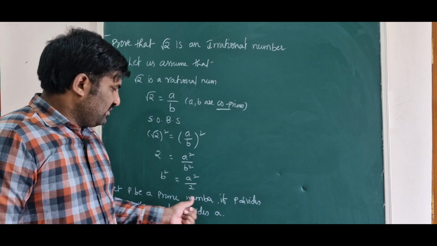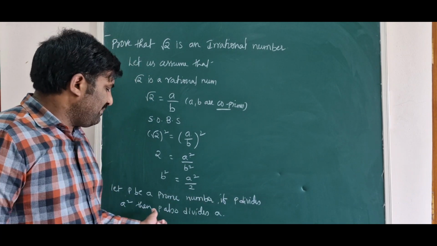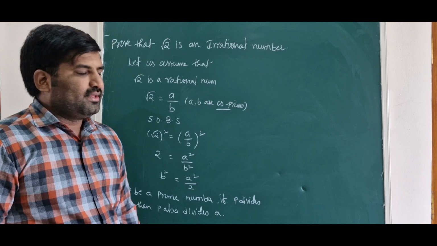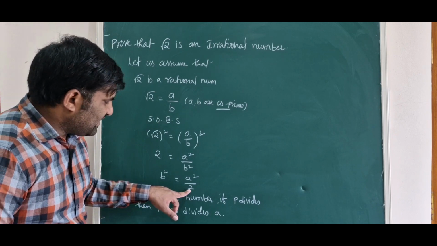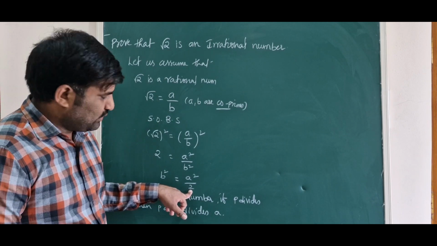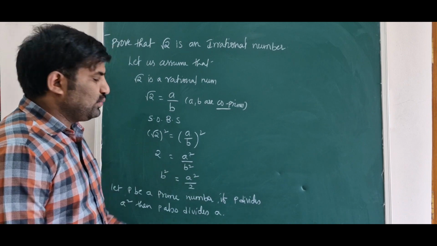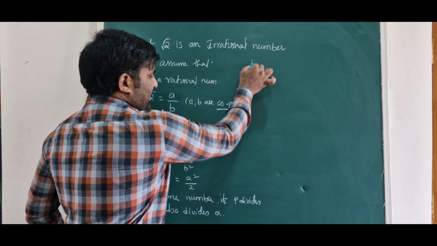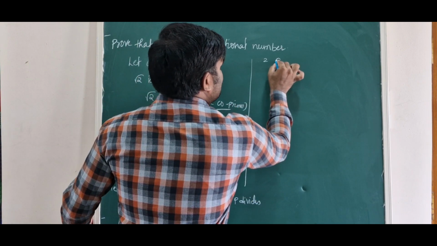Let P be a prime number. If P divides A square, then P also divides A. In the same way, we can say here 2 is a prime number, 2 divides A square, then 2 also divides A. Now I am writing directly 2 divides A.